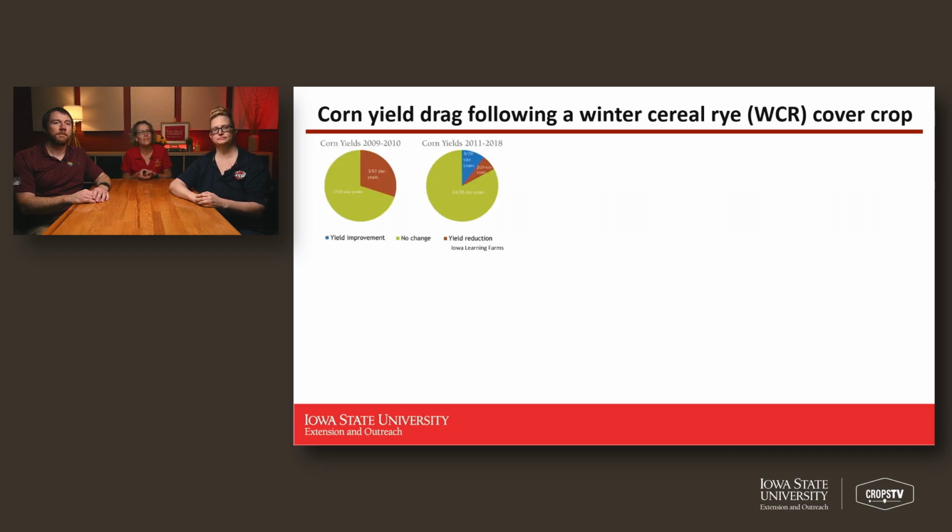And this is some data from the Iowa Learning Farms, probably getting a little bit old now, but just showing that sometimes when you plant corn following a winter cereal rye cover crop, there can be a reduction in yield. This doesn't happen in every field. It doesn't happen in every year. And so what we're trying to do is understand why this happens.